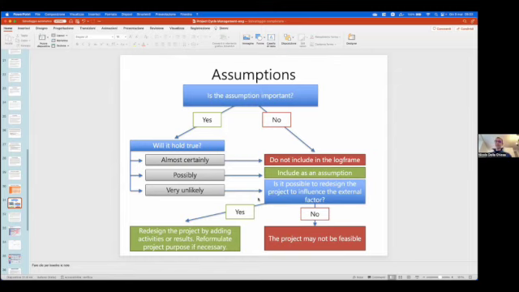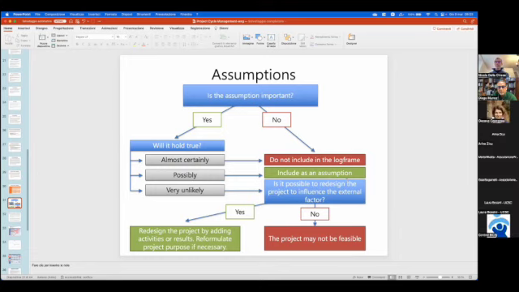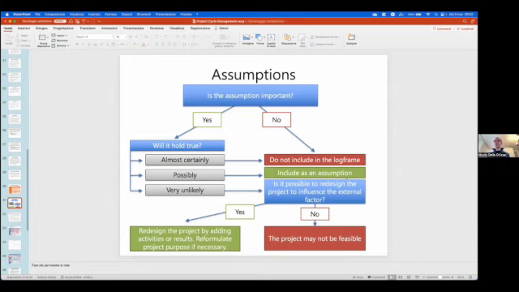So if it is very unlikely that in the example, the bus drivers will be interested because we understand that they are not interested, that they would preferably try and block the project, that they are not interested in this activity, then in this case, we cannot include it as an assumption because it is very unlikely that it will happen. So what should we do? We should try to redesign the project to influence this factor.